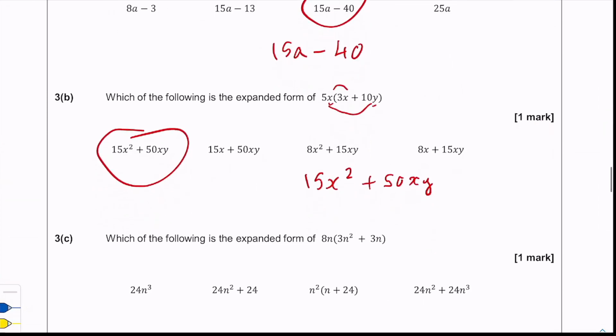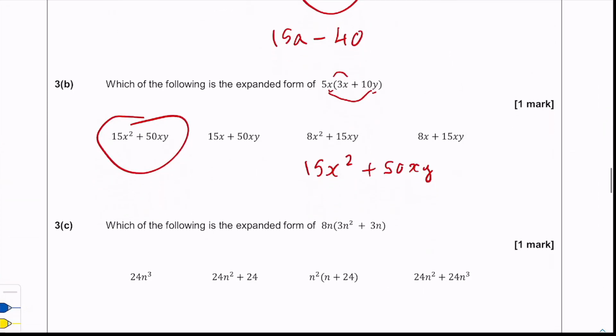Okay, let's do one more of these. So for this one, we need to expand the following. So 8n, and then we've actually got a quadratic expression inside the brackets, which is 3n squared plus 3n. Okay, so same method again, 8n times by 3n squared, and 8n times by 3n. So this is going to get us 24n, and then because we've got n times n squared, it's n cubed, and then plus 24 again, and this time it's just n squared.